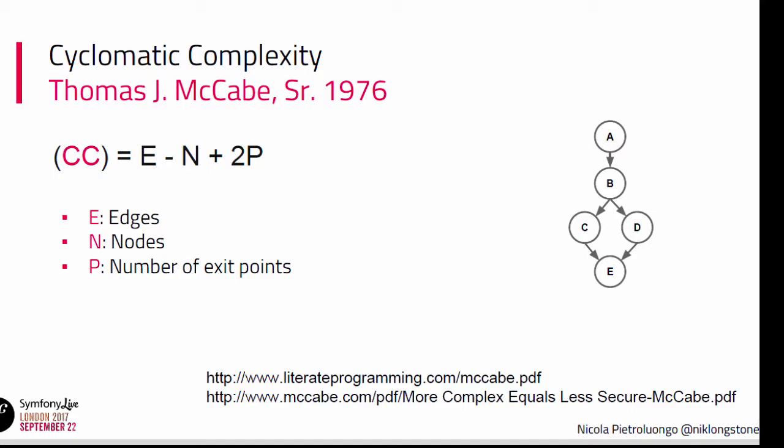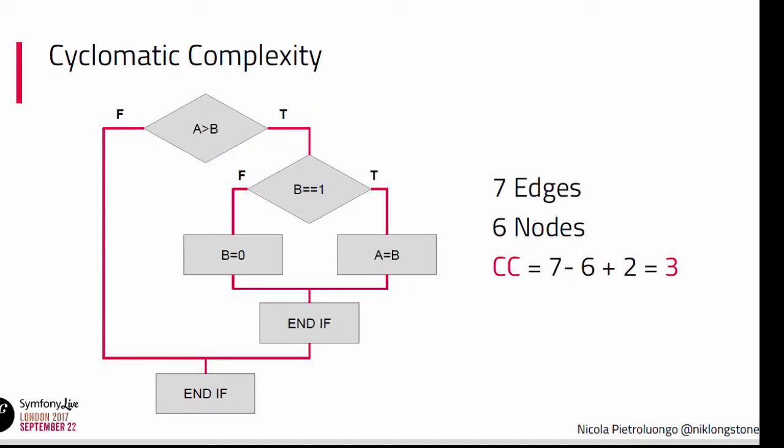Let's see an example. This is a representation of a couple of ifs. So we can count the statements, the nodes, the shapes: 6. The edges, the connections: 7. And here we go. The formula returns 3. 3 is the minimum number of independent paths this code can run. The first one is the true and the true. The second one is the true and the false. And the third one is just the false. So we actually have the number 3.